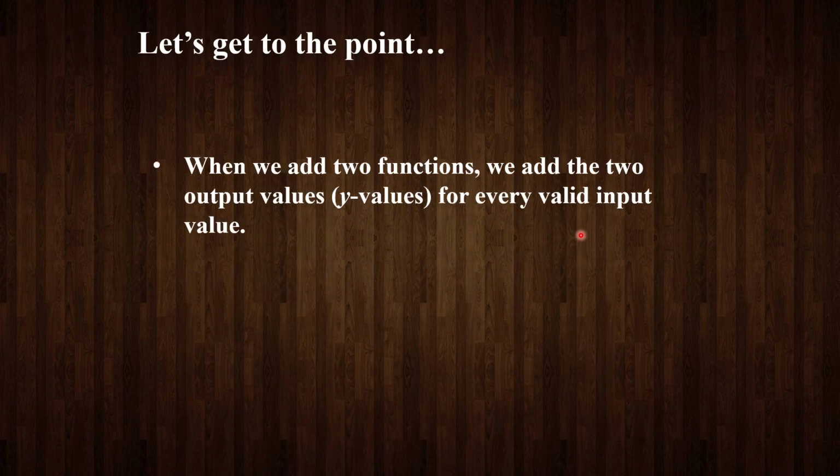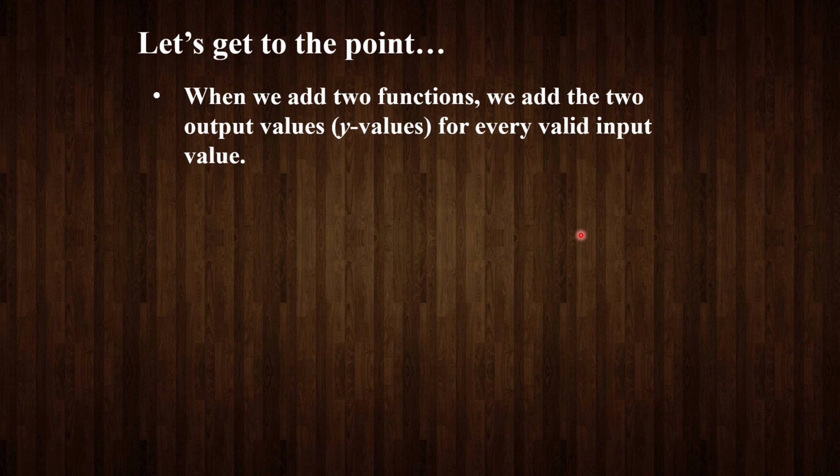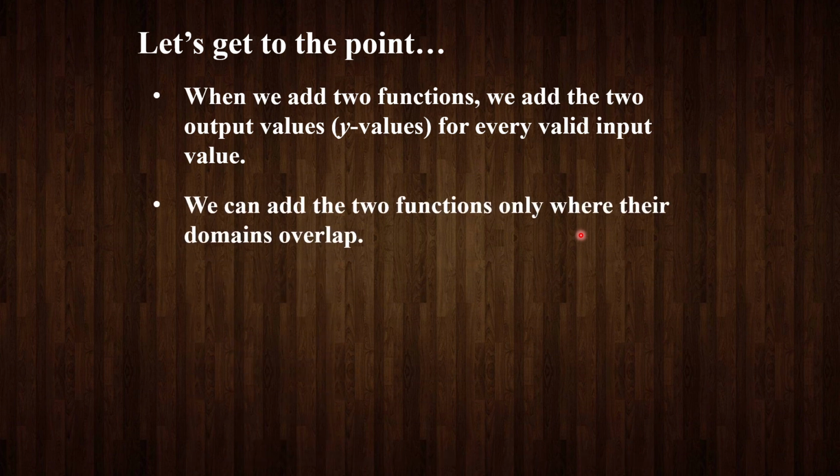Okay, so to the point, when you add two functions, you're adding the two output values, that is the y values, for every valid input value. Okay, so when we want to add two functions, we're adding the y values for every valid input value, not just one, not just 2, like we did in the previous example where x was 2. We can add the two functions only where their domains overlap. Yeah, so when we were doing f at 2 plus g at 2, we could only do that if 2 was in the domain of both f and g. You can only add the two functions where they have overlapping x values or overlapping domains.